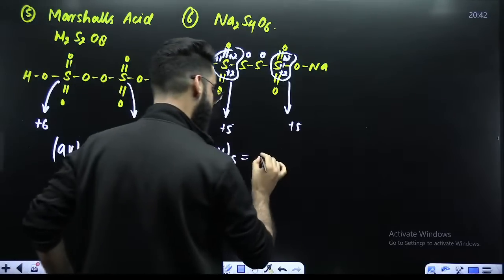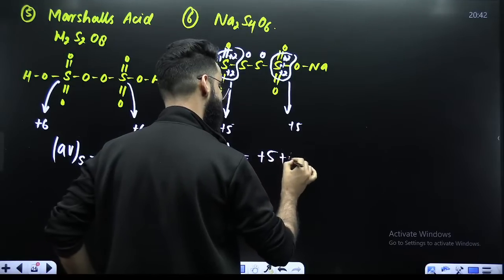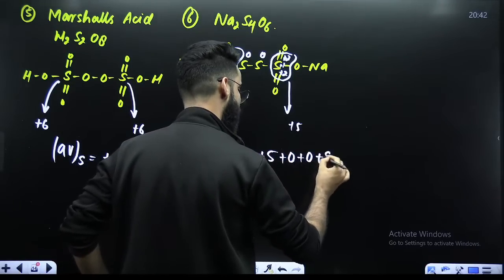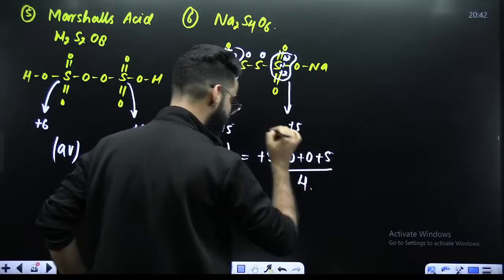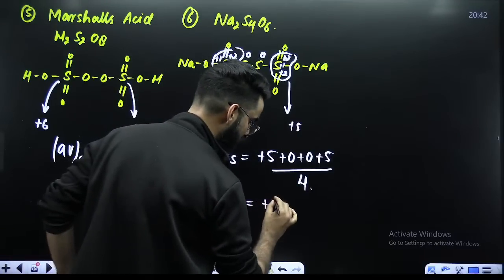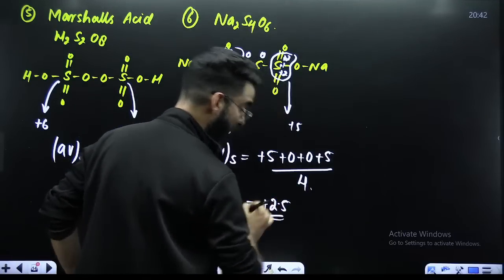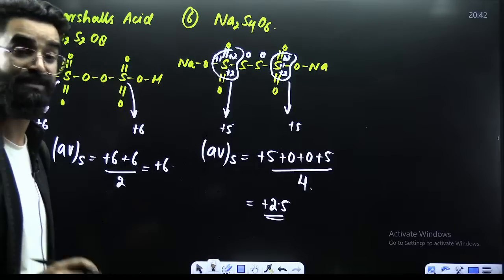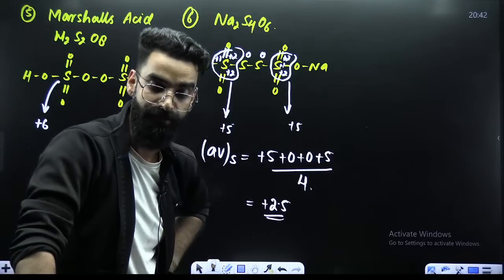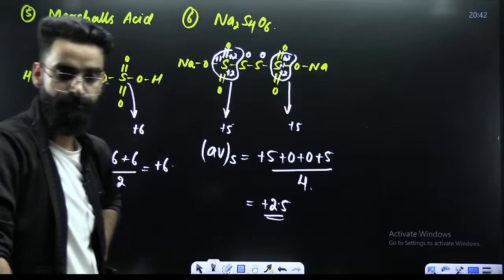The first sulfur is having +5. The second sulfur is having 0. Third is having 0. Fourth one +5. In total, there are 4 sulfur atoms. Right? When you solve this, the value comes out to be +2.5. So +2.5 is basically the average oxidation state of sulfur in case of your Na2S4O6. Yeah?